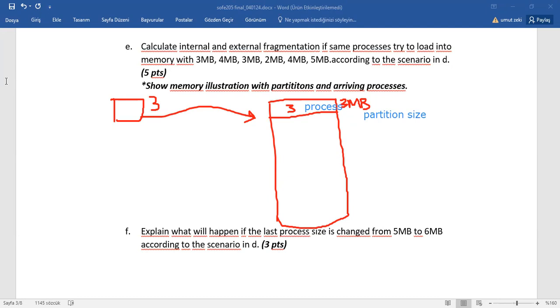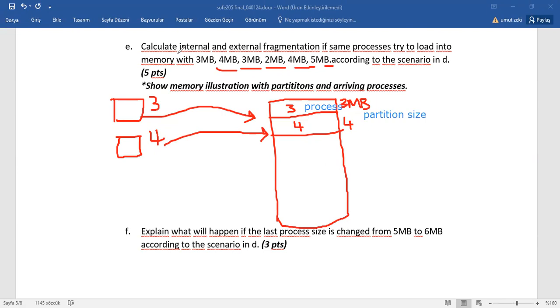Okay, both of them are the same, but do not confuse it. The second one, a 4 megabyte process comes. So the operating system will reserve a 4 megabyte partition. The partition size will be 4 megabytes, and the process size will be 4 megabytes. So it will go like that for all the processes.